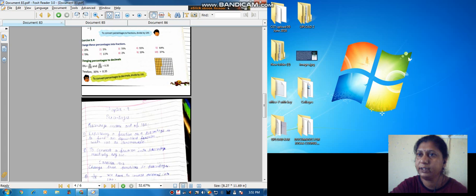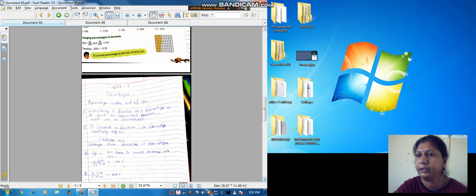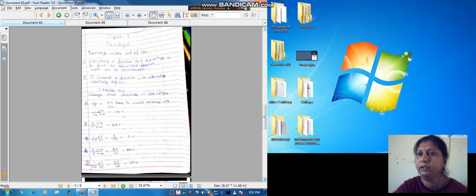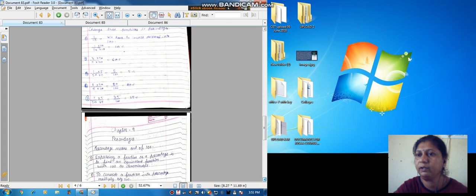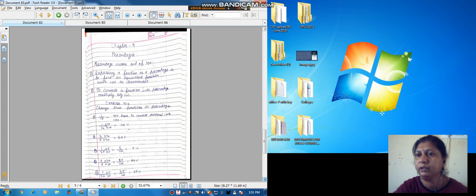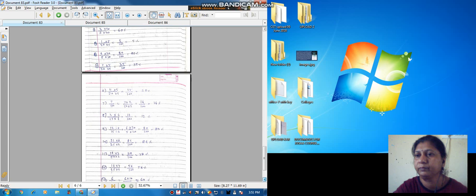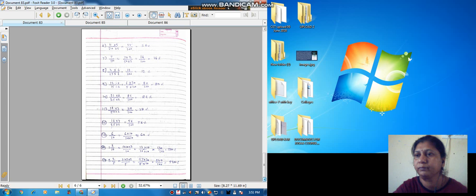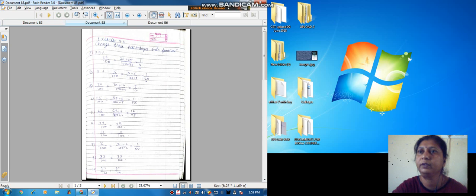Fine. So let's see the next topic. It is 9.5. Here, change the following percentage to decimal. हमें percentage को किस में convert करना है? Decimal में. Just give me 1 minute so that we can check whether we have solved here or not. Otherwise I will take the next document. Fine, it is 8.3. This is 9.4.